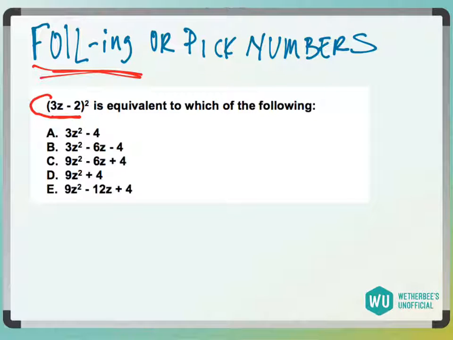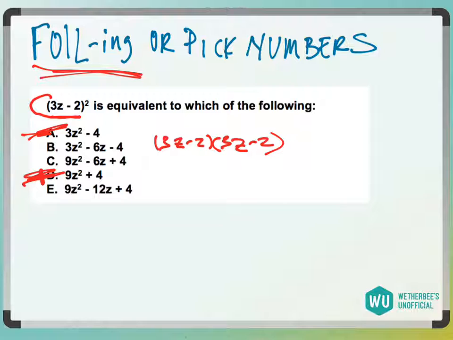The most common wrong answer I see is picking something like D, because people square the 3z and square the -2 and pick D. But don't forget that we have to expand this, right? So we have to do 3z minus 2, 3z minus 2, and we're going to have those middle terms, right? Which means that A and D are already going to be gone, right? I know I'm going to get those outer and inner terms, right?